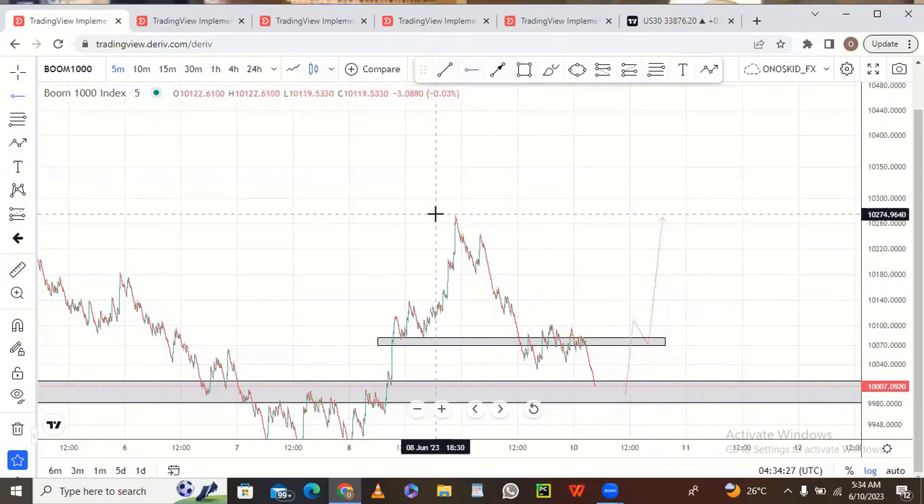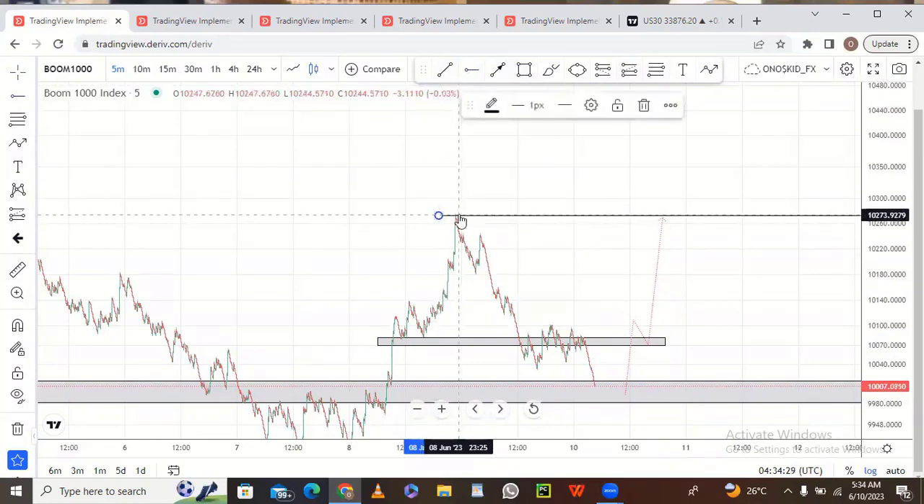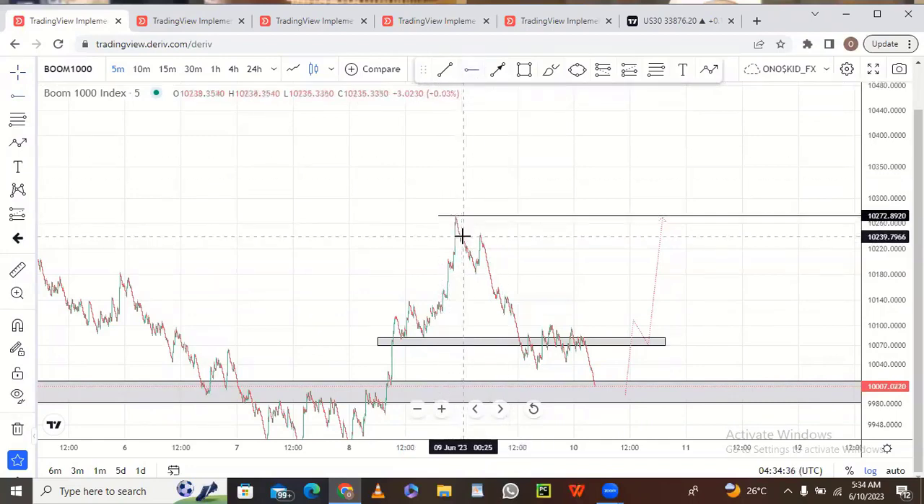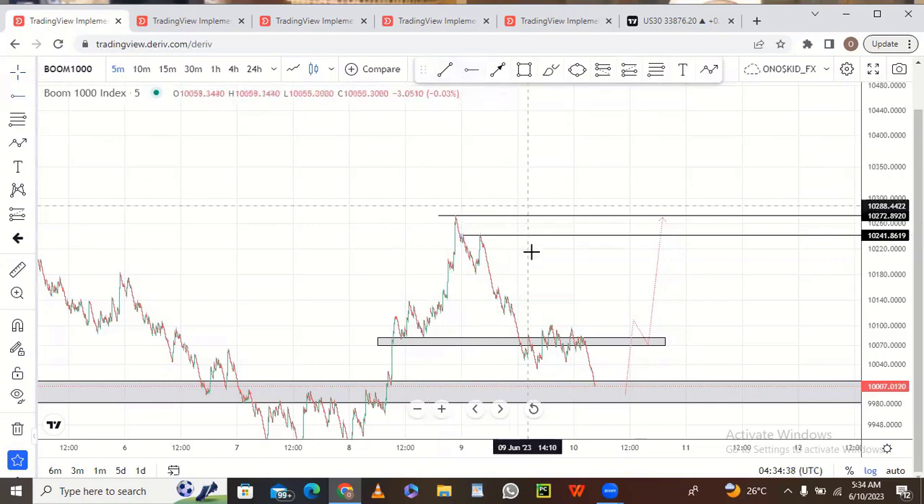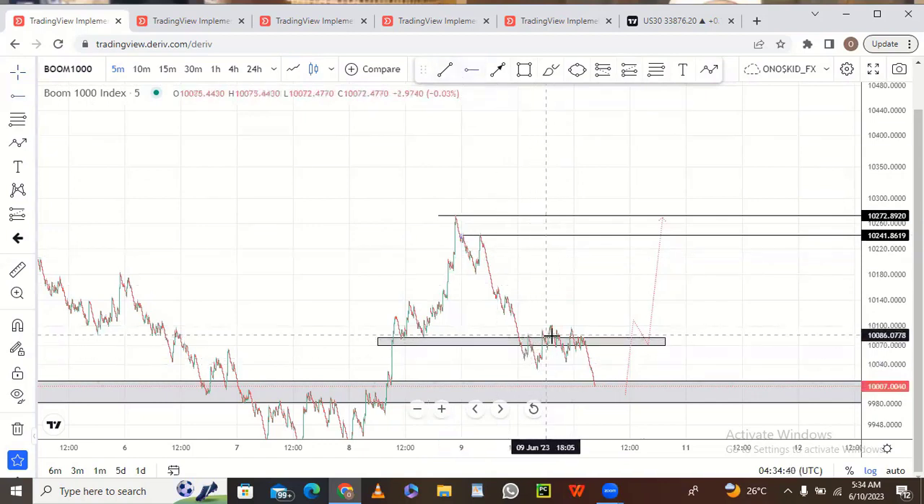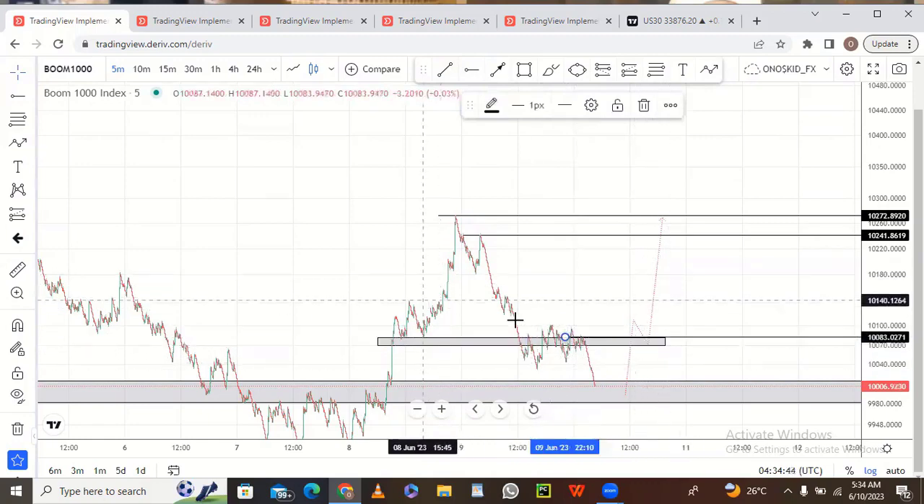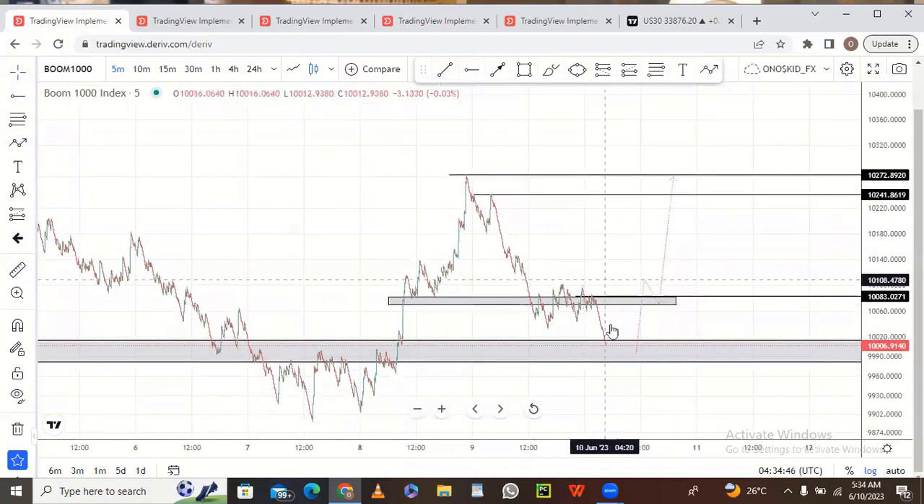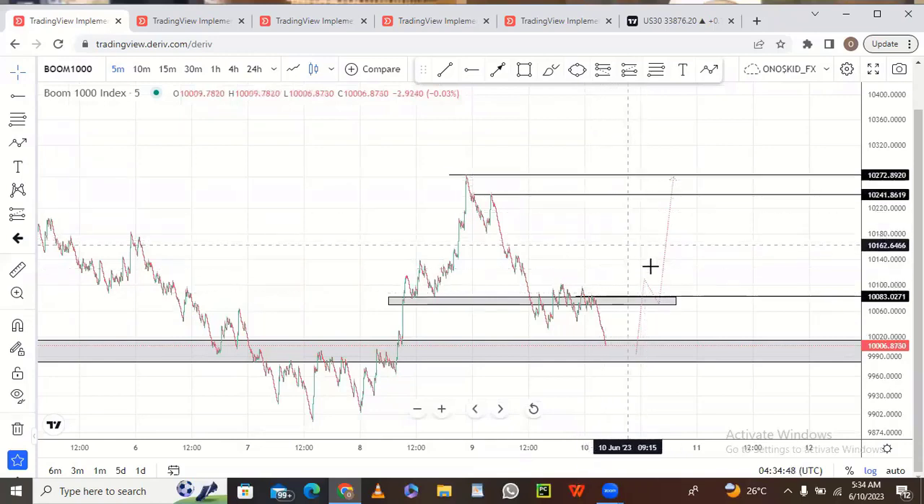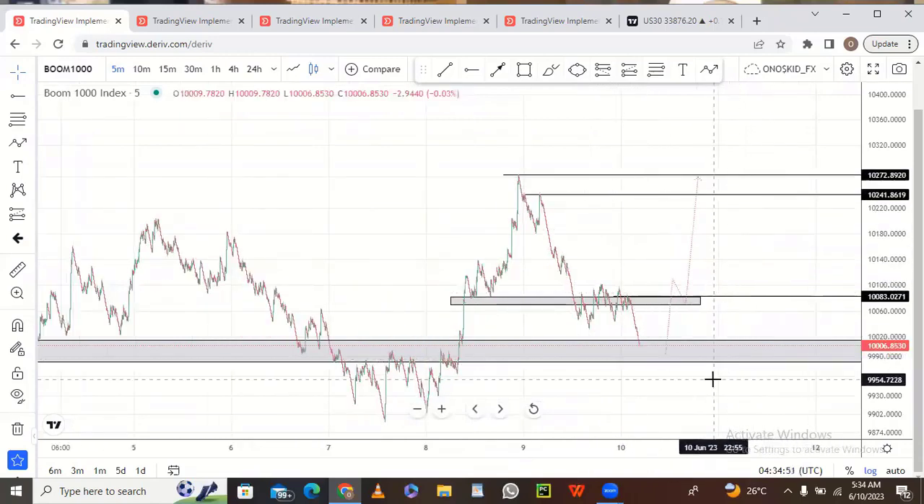The summary of what I'm saying is, whenever you're trading boom and crash, make sure you check for the trend of the market. These are various TP levels that you can take: TP1, TP2, TP3. This is the best way to trade boom and crash.